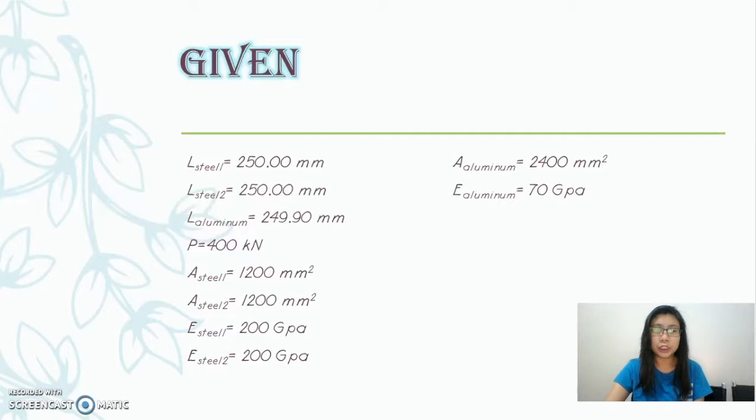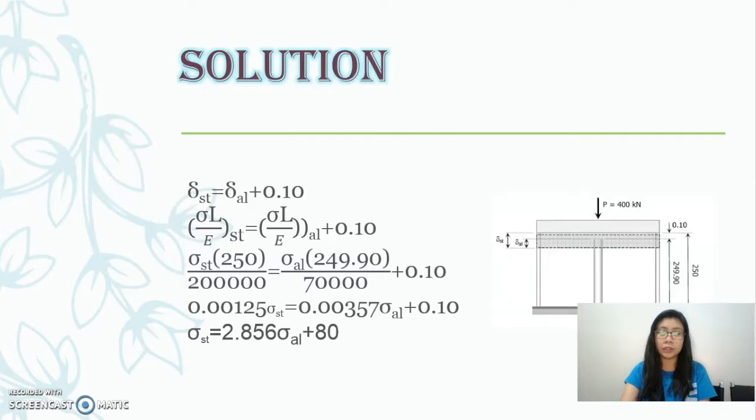The rigid platform is subjected to a force of 400 kilonewtons, and the cross-sectional area of the two steel bars is 1,200 square millimeters, with a modulus of elasticity of 200 gigapascal. The cross-sectional area of the aluminum is 2,400 square millimeters, with a modulus of elasticity of 70 gigapascal. For our solution, we would equate the deformation of the steel to the deformation of the aluminum, but would add a 0.10 value, which is the distance between the rigid platform and the aluminum bar.